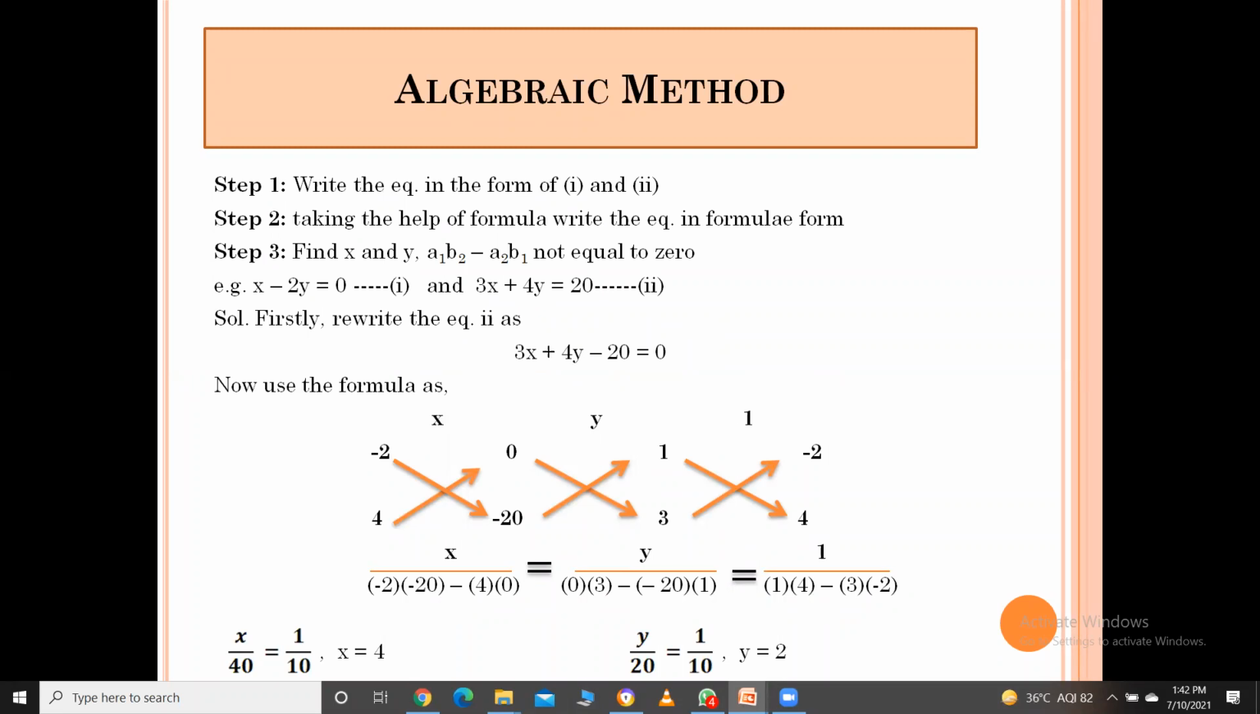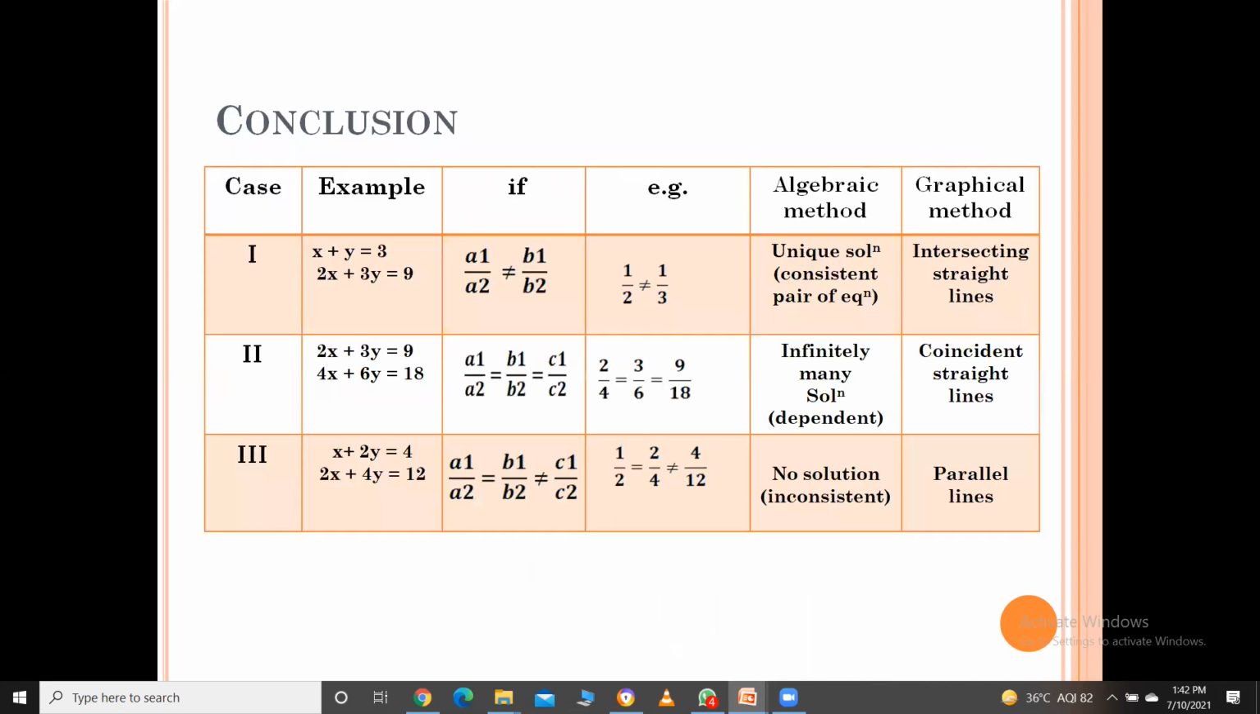As we see in the formula, we write the coefficients of x and y in the same order, solve the equations, and by solving the equations we evaluate the values of x and y. x is equal to 4 and y is equal to 2, and this is a unique solution. Then the conclusion arises from all these cases.